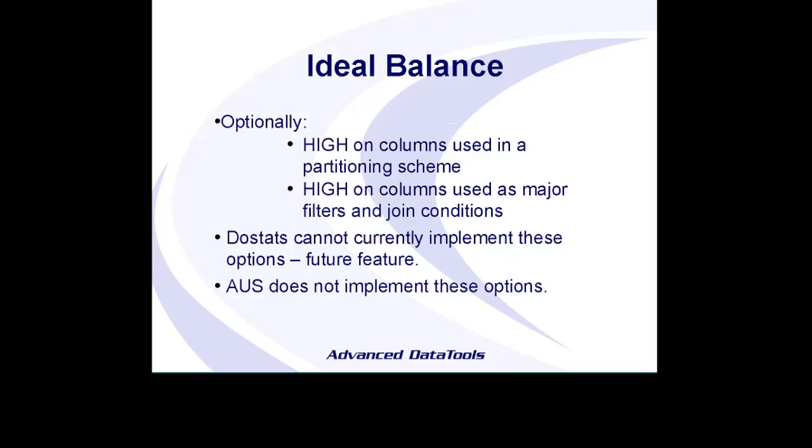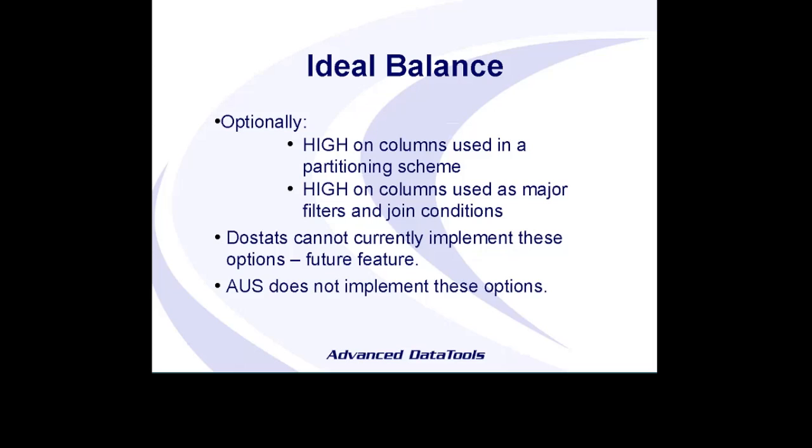Medium is good enough for most. But there are certain columns that are used in almost all of your queries for many joins. On those columns, you might want to do a high also, especially if you're seeing some performance problems. Currently, dostats doesn't have a direct option to implement those two features, and AUS doesn't implement them either. But there's something you may want to do manually, okay.